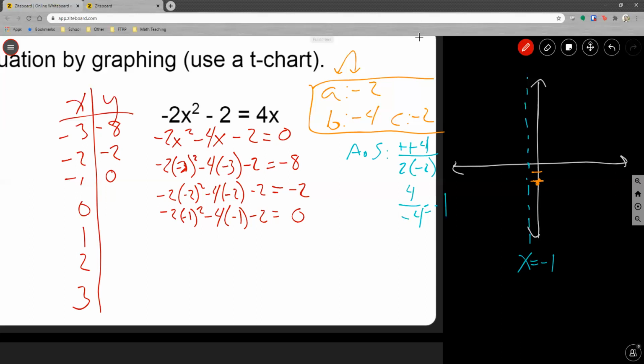If I plug a 0 in, this works out really quick. -2 times 0 squared minus 4 times 0 minus 2. Well, these are going to be both zeros, and the -2 is going to give me -2, which we already had for our y-intercept. If I plug 1 in, I get -2 times 1 squared minus 4 times 1 minus 2. Well, -2 times 1 gives me -2, minus 4 times +1 gives me -6. And if I subtract 2 more, I get -8.